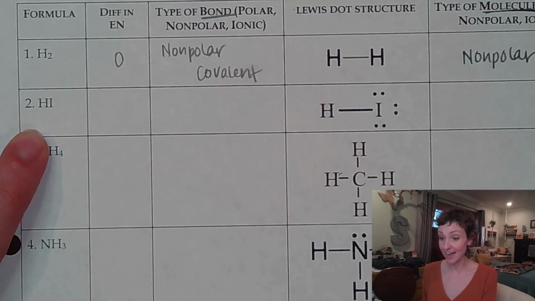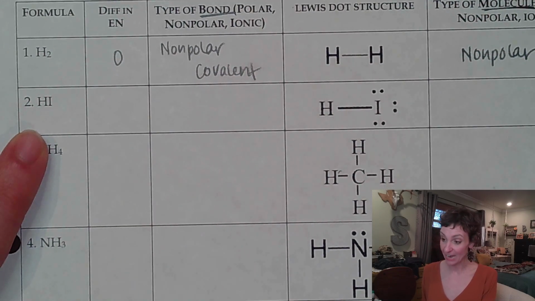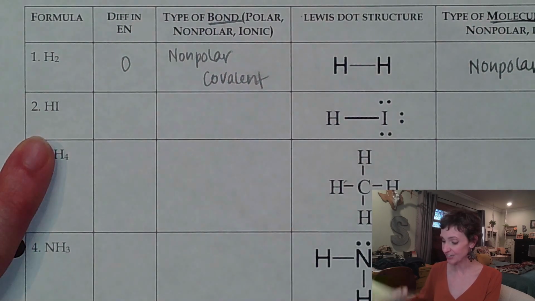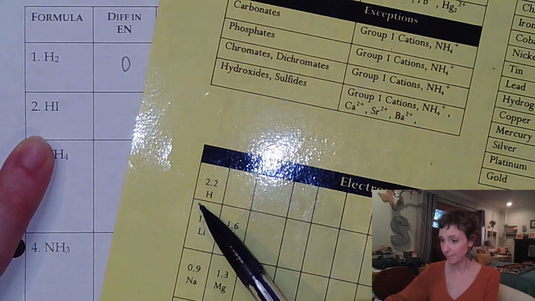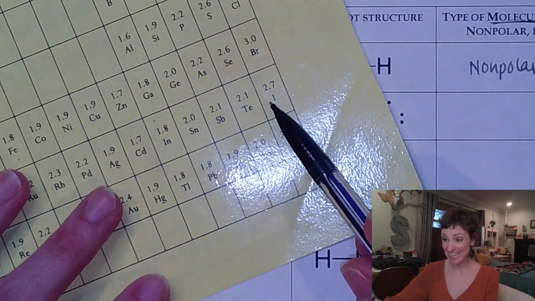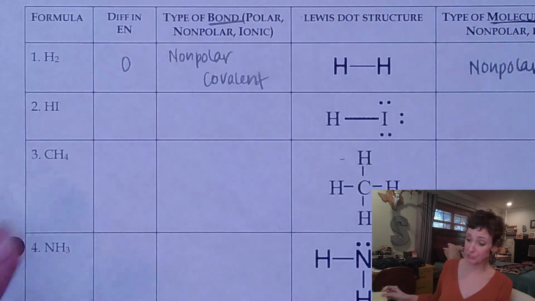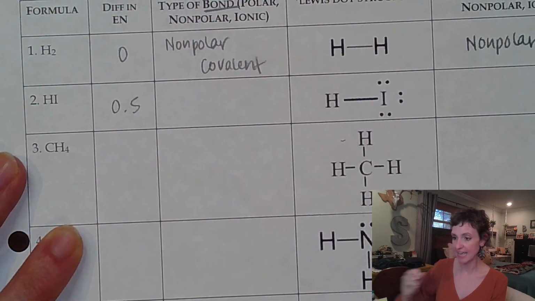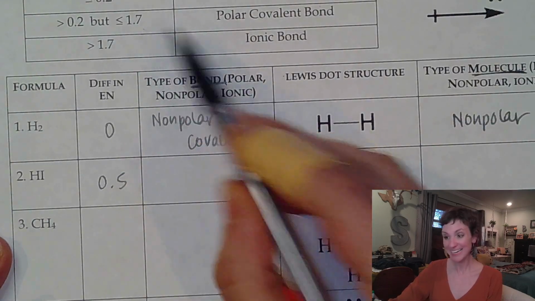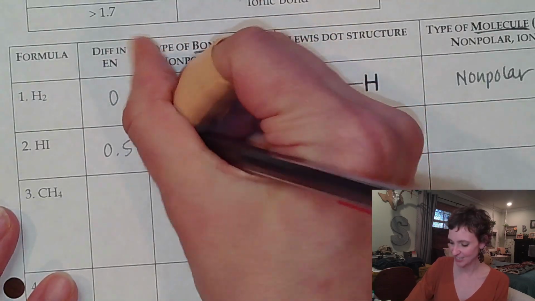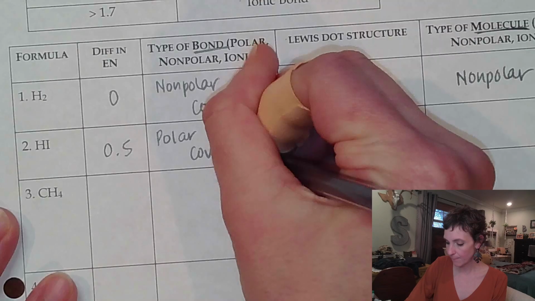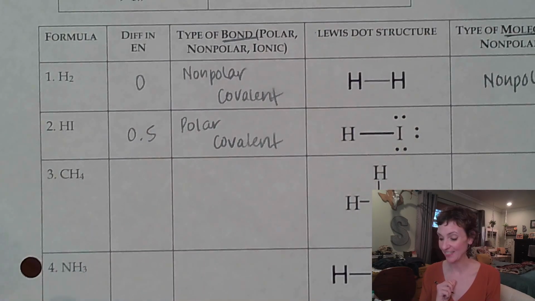Okay, next one, we have hydrogen and iodine. We've got hydroiodic acid coming in here hot. Well, hydrogen's electronegativity is 2.2, and iodine's electronegativity is 2.7. So 2.7 minus 2.2 gives us a difference of 0.5. Where does that put us? Here, into the polar. So congratulations, we have our first polar covalent bond, between the hydrogen and the iodine.